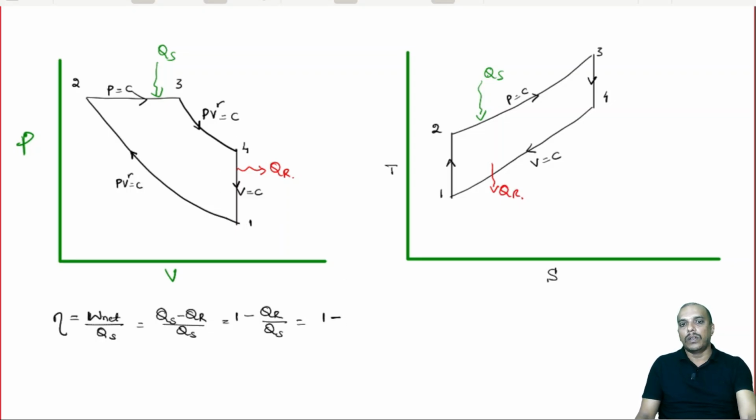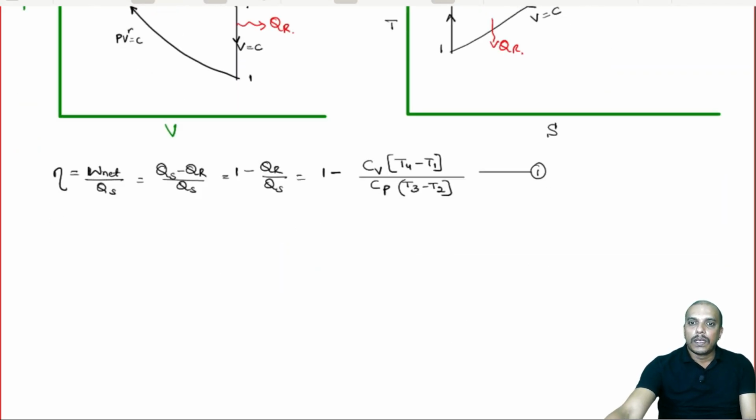For constant volume it is Cv dT. So, Cv times (T4 minus T1). I told you that we will go for highest minus lowest because I have already used the negative sign here, divided by the heat supplied, which is at constant pressure. So, Cp times (T3 minus T2), highest minus lowest. So, let us call this equation 1.